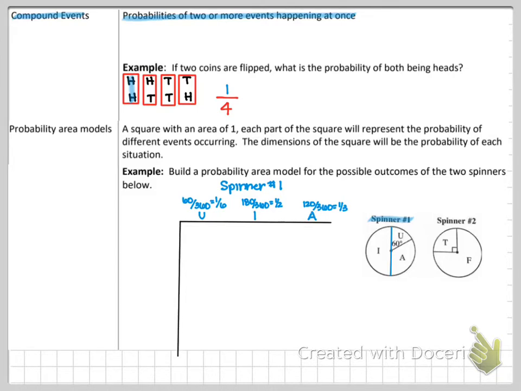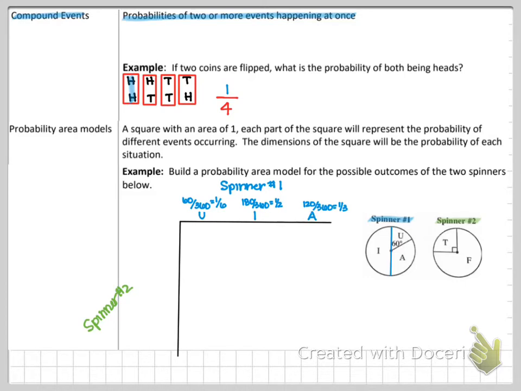So now I need my height. All right, so if I do my height, let's go ahead and do this in green. This is going to be spinner number 2. So I'm going to put spinner number 2 down the side. So that's going to be my height. All right, so this is going to be spinner number 2. And then I'm going to go through and do the same thing.